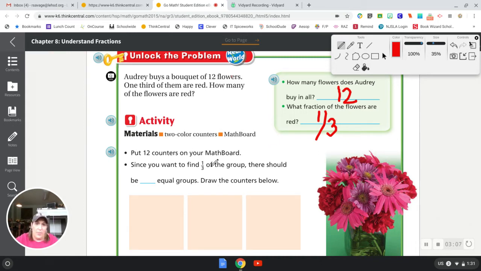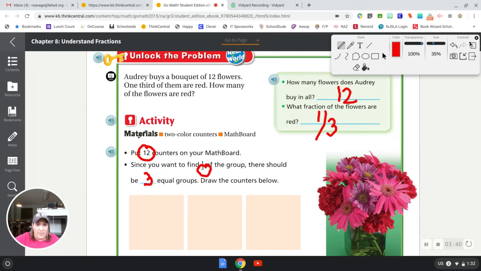Put 12 counters on your math board. Okay? Since you want to find 1/3 of the group, there should be how many equal groups? Well, because our rule of thumb is always look at your denominator. Your denominator tells you there's how many groups in 1/3? There are going to be 3 equal groups. So I'm going to take my 12 counters and I'm going to put them into 3 equal groups.